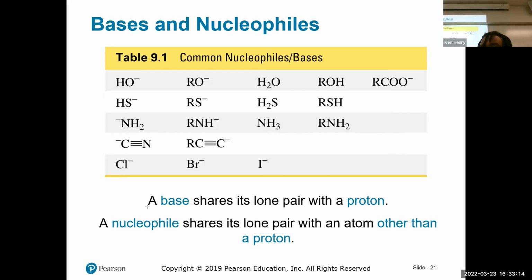Okay, so in other words, the base is going to share its lone pair with a proton, so with an H. The nucleophile shares its lone pair with an atom other than the proton.